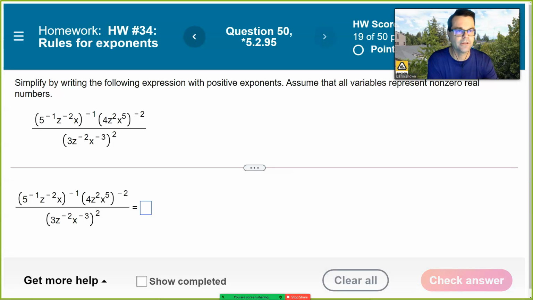Let's do the last one. If you can do this, you can do pretty much anything. Okay. Actually, let me copy this one down. I'm not going to try and do it here.